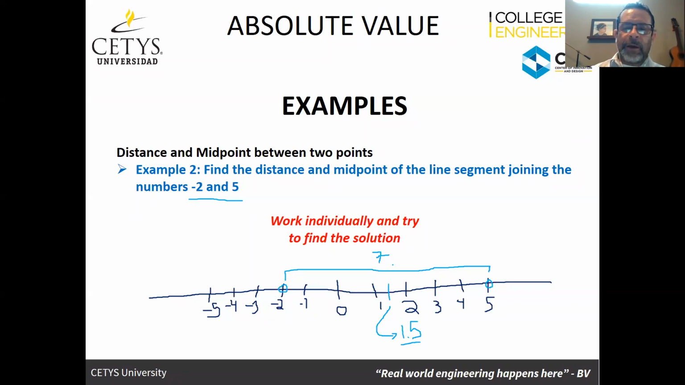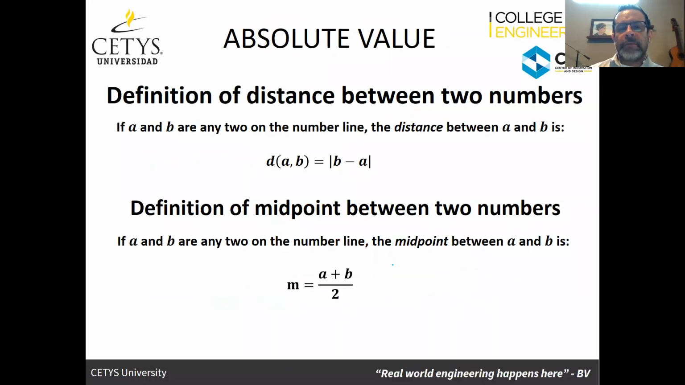And so how can we calculate that using the expressions that we just saw before? Well, the distance between the numbers would be the absolute value of B, which in this case was 5, minus A, which is minus 2, okay? And this would be the absolute value of 5 plus 2.